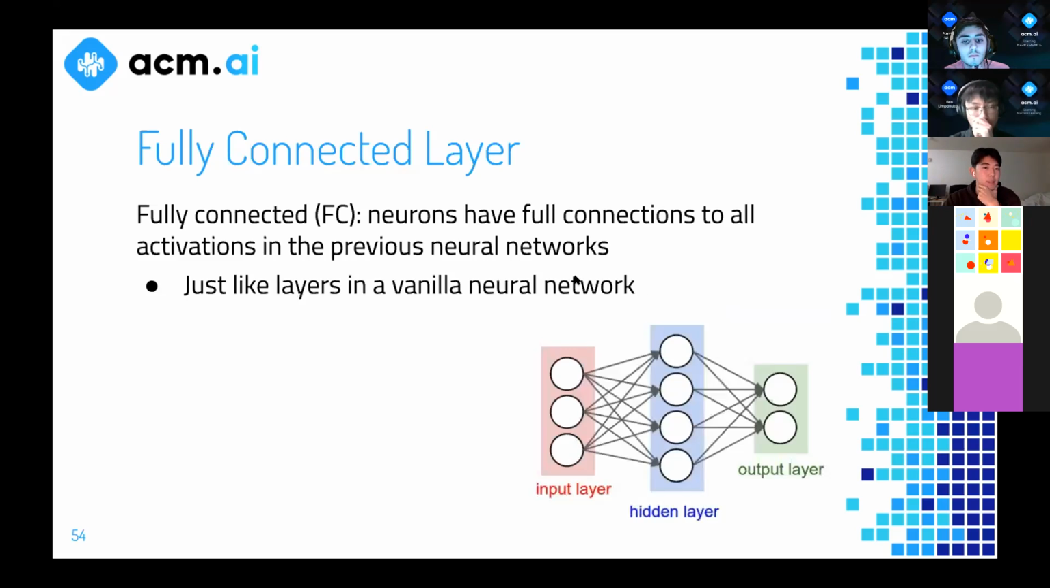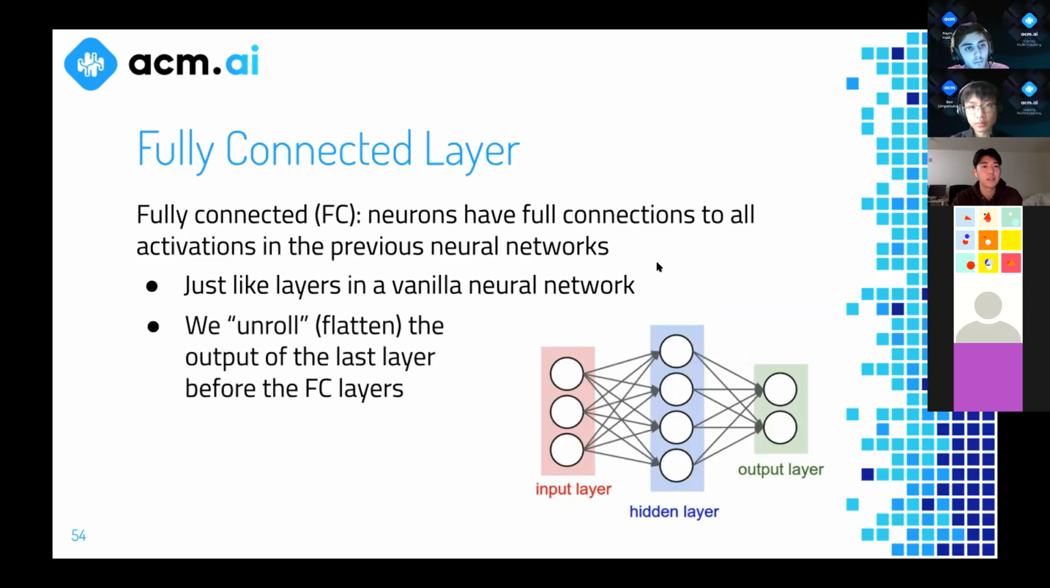And we do this by a familiar tool, which is the fully connected layer. Just to refresh you, a fully connected layer will have neurons with full connections to all the activations in the previous layer. It's kind of like the stuff that we had touched on from the previous workshops.